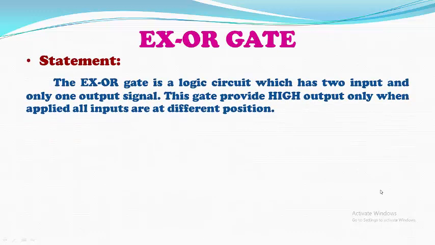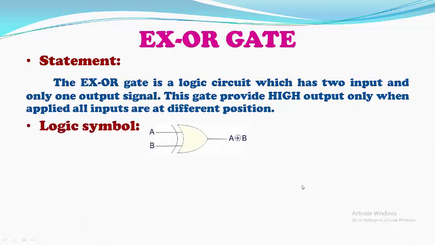Now we will see the XOR gate. The statement of this XOR gate: the XOR gate is a logic circuit which has two inputs and one output signal. This gate provides high output only when the applied inputs are at different positions, and this function we will study in the truth table. Logic symbol. This is the logic symbol of the XOR gate, which has A and B as inputs, and this XOR operation is represented by this symbol, plus with a circle: A XOR B.